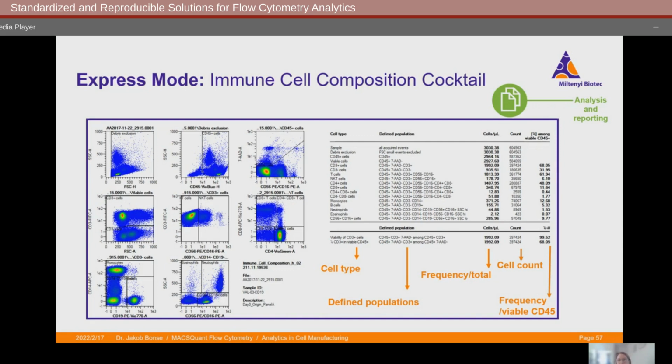So you'll get readouts like this large table of statistics, which includes cell types, defined population percentages, frequency over total of that cell type, absolute cell count, which comes automatically because we have volumetric cell counting, and frequency percentage among viable CD45 positive cells. So this express mode, the immune cell composition, is one of our most commonly used modes for incoming evaluation of blood products, and very heavily used in the cell therapy space.